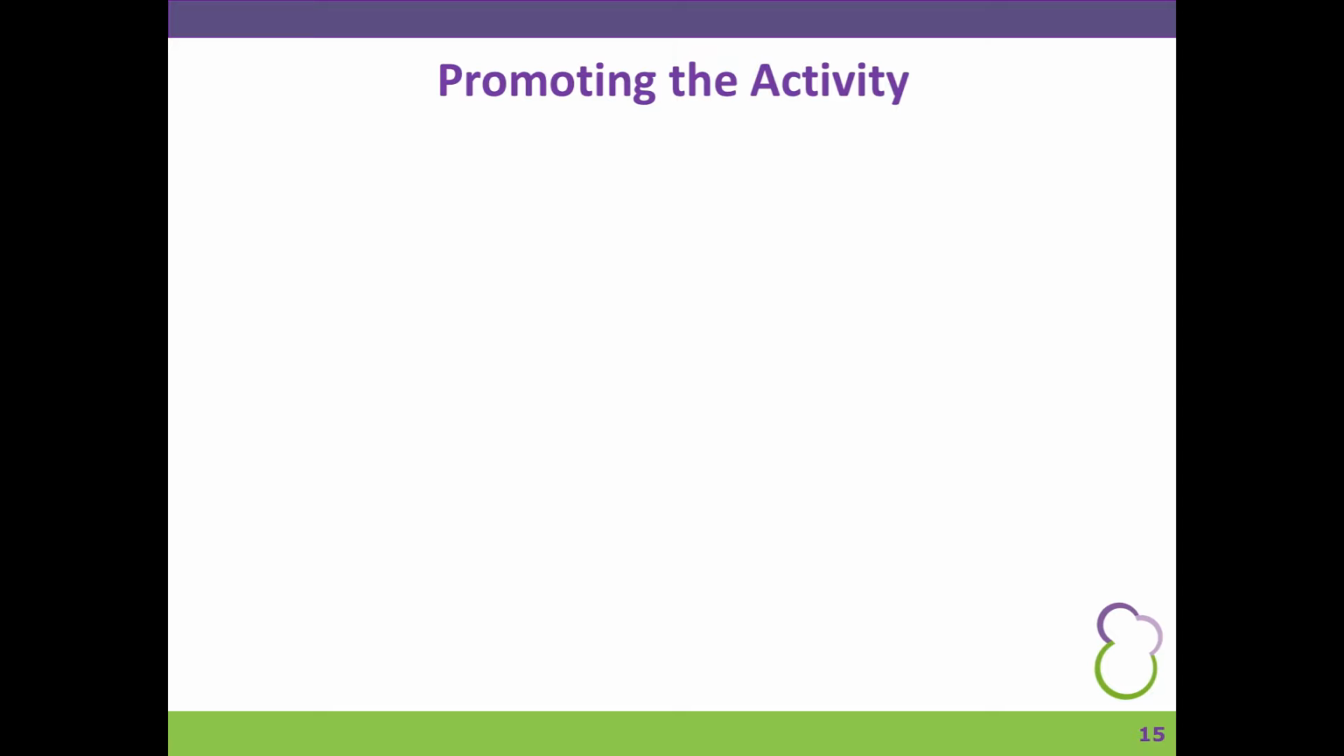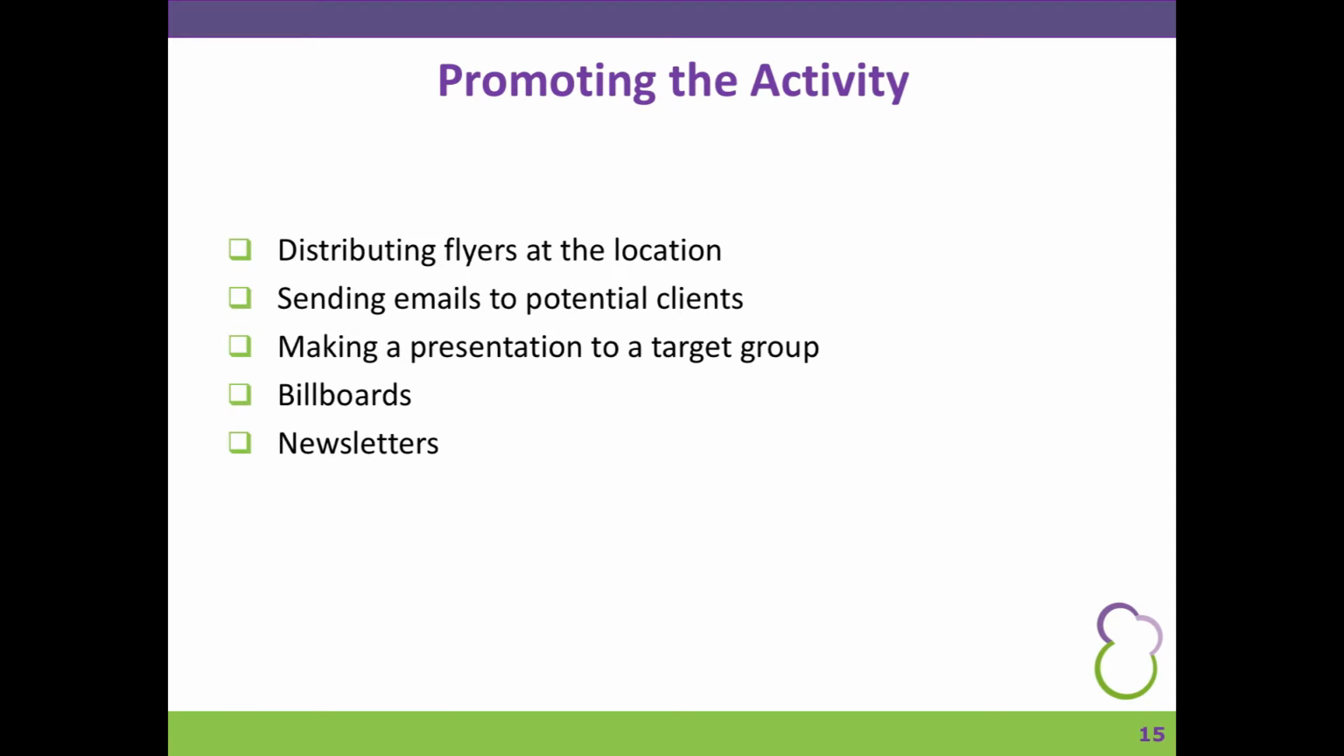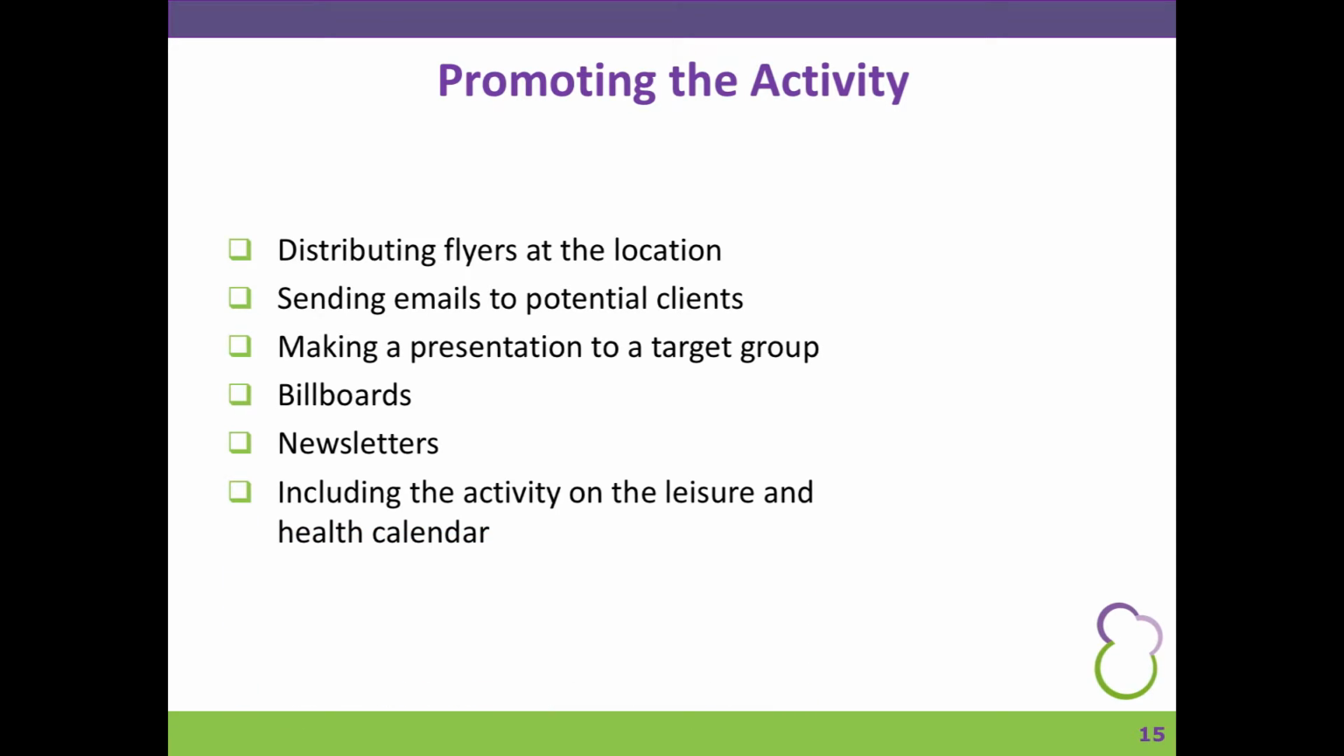Some examples could be handing out flyers at the location where you plan to hold the activity, sending emails to potential clients, making a presentation to your target group, displaying your information on billboards, putting information in a local newsletter, or including the activity on the leisure and health calendar within an aged care facility. The methods of reaching your audience are many and varied, and once you've identified the target groups, you'll be able to best choose the methods of communication with them.